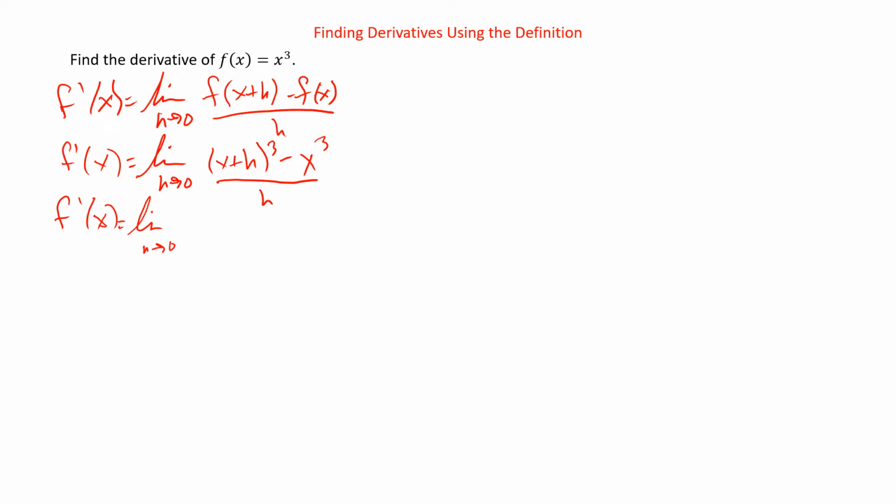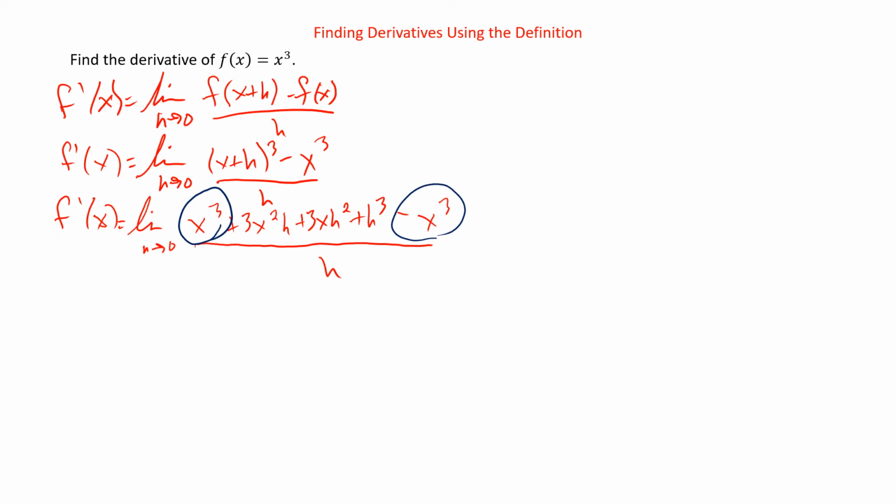But when we expand this x plus h cubed, we're going to get x cubed plus 3x squared h plus 3xh squared plus h cubed. And then we have this minus x cubed at the end, right? That's not the binomial expansion, that's just this minus x cubed all over h. So now we can start simplifying. Looking at the top, we have some like terms. We have x cubed minus x cubed. Those will end up canceling each other out.